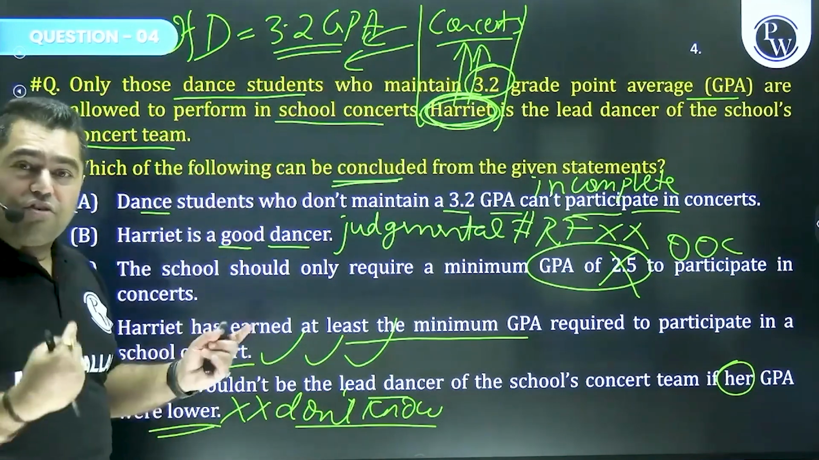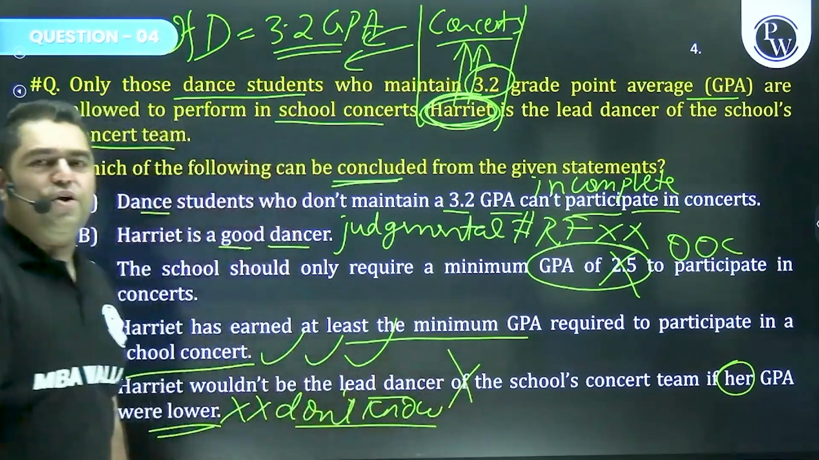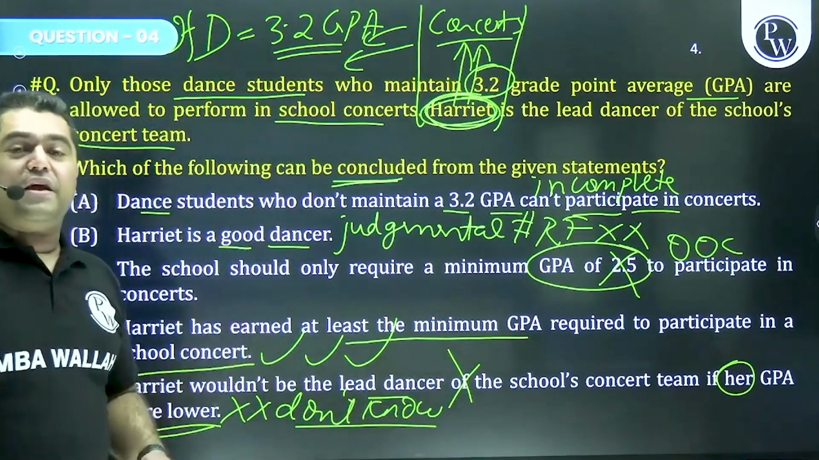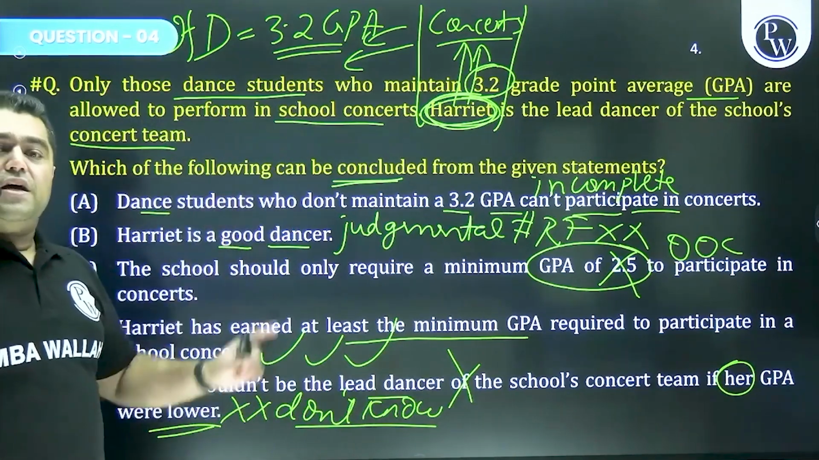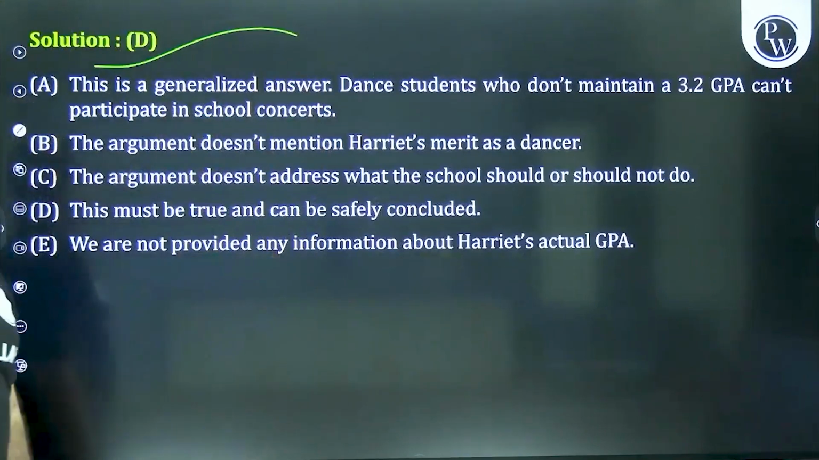But there are 2 points of view now. So since we don't know, this option is fuzzy. We are not sure how much was her GPA, but she is the lead dancer. Meaning, she's met the minimum criteria at least. That is why the correct answer is answer option D.